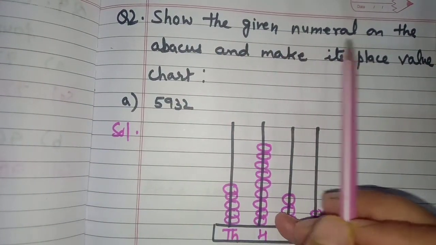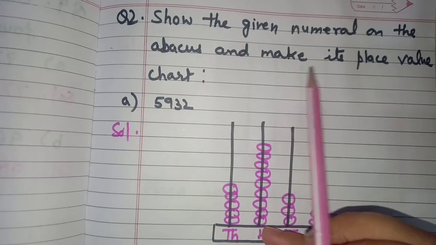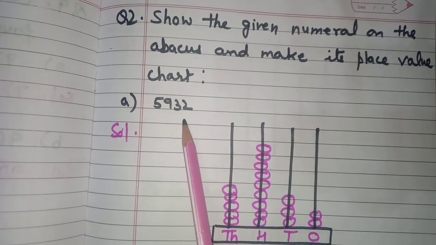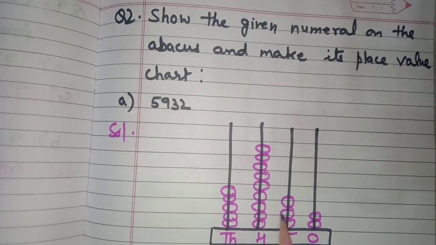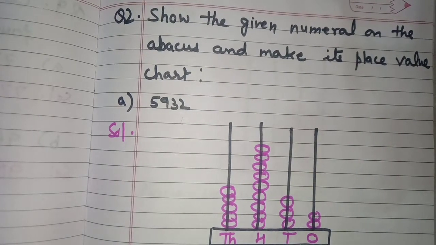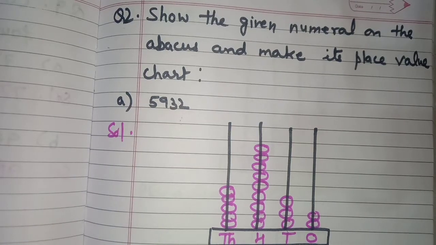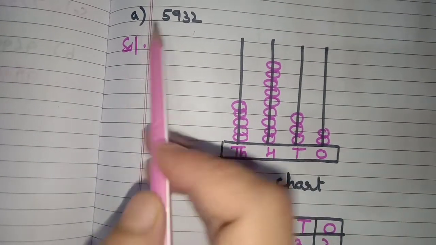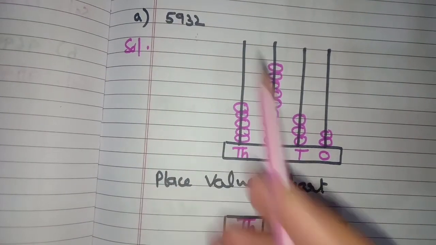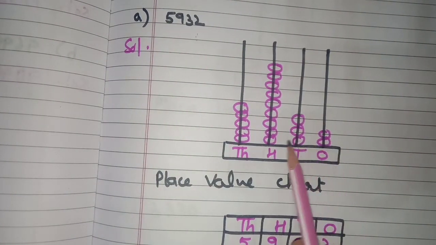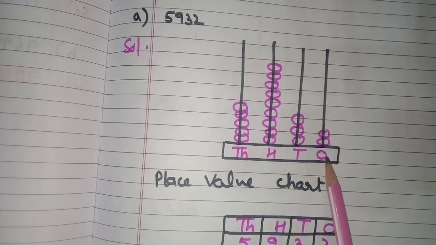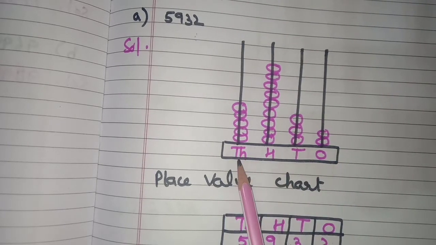Now next is question number 2. Show the given numeral on the abacus and make its place value chart. First of all, this numeral is given. We need to show this numeral on the abacus, and then we have to write its number name. So first of all, we will show this numeral on the abacus. So this is a 4-digit number, so we have to draw 4 spikes. Then we have to mention the places ones, tens, 100 and 1000.